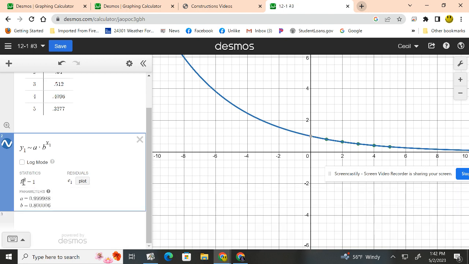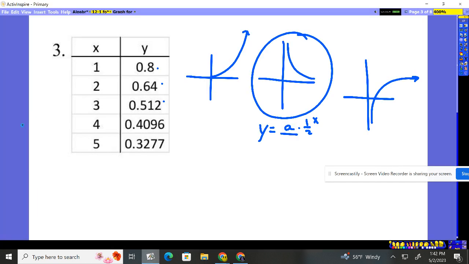The R squared value, the correlation coefficient says, hey, you're a perfect 1. Your A value is pretty much a 1, and your B is a 0.8. So if we come back, it's Y equals 1 times 0.8 to the X. You really don't need the 1 there because 1 times anything is whatever, but it's okay to have. So this is basically the equation. The best line of fit is Y equals 0.8 raised to the X power.